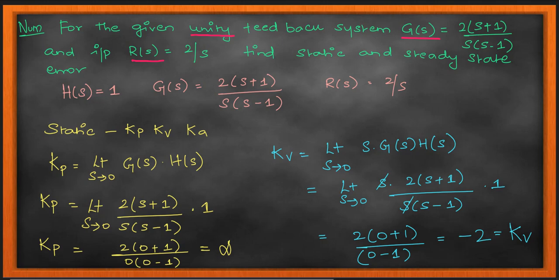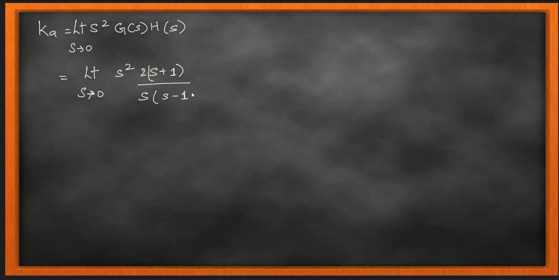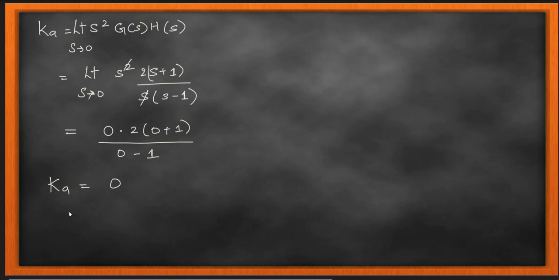And yes, this is how you do these problems. It's very straightforward, and you don't have to know much about applying the limits and doing the fractional computation for your transfer function E of S. It is quite simple, and your Ka comes out to be 0. Alright, so that is your static constants. Kp, Kv, and Ka are computed and done.